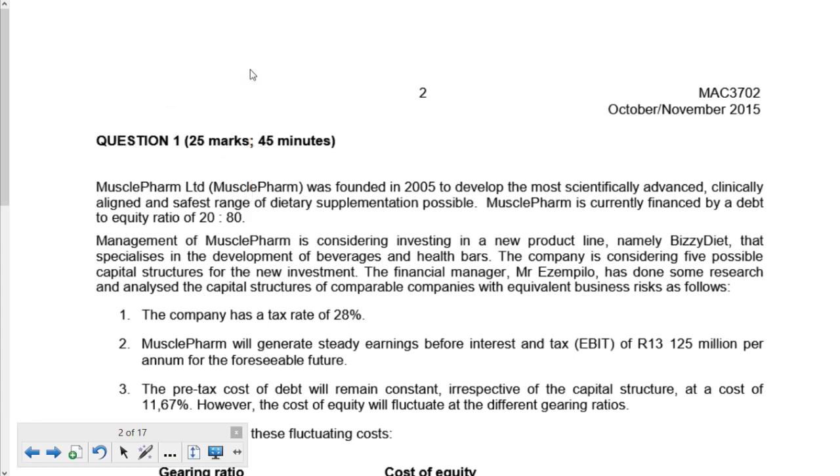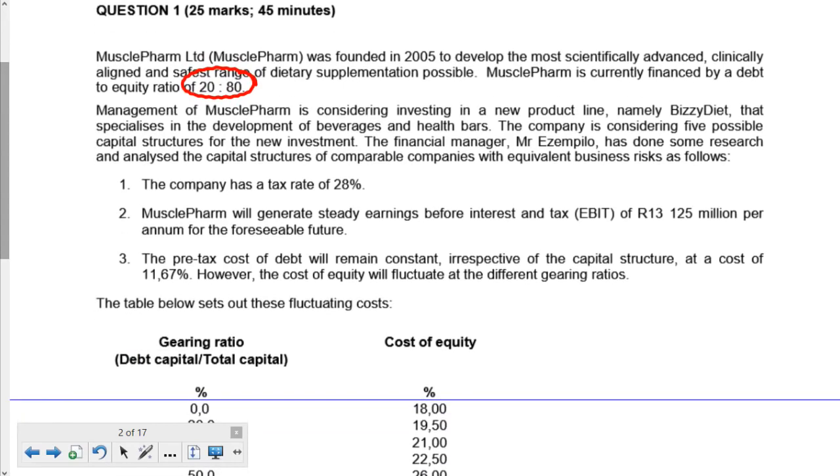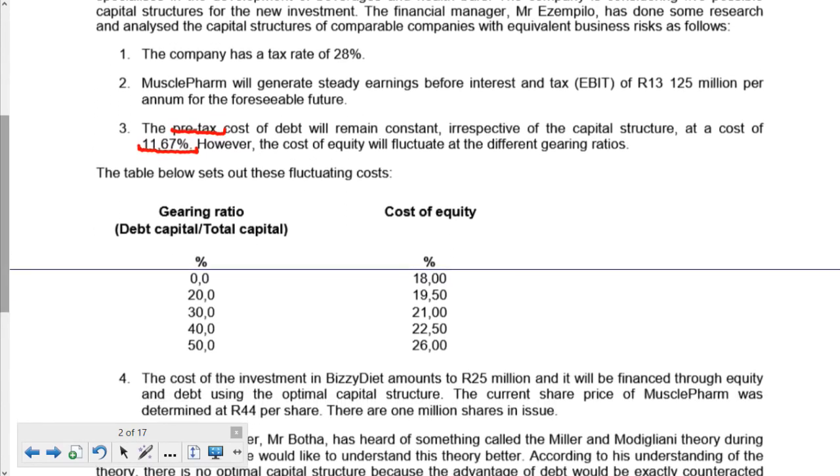Management is considering investing in a new product line, Busy Diet, that does beverages and health bars, and they're considering 5 capital structures for this new investment. The tax rate is 28%. They will generate steady earnings before interest and tax of 13.125 million. The pre-tax cost of debt will remain constant irrespective of the capital structure. So they're saying the cost of debt is not going to change no matter what your structure does. But this is what they're saying will happen.